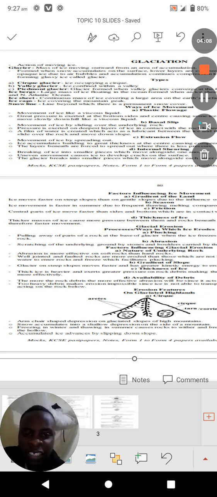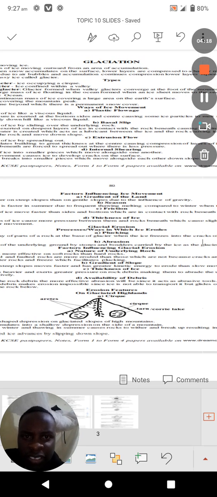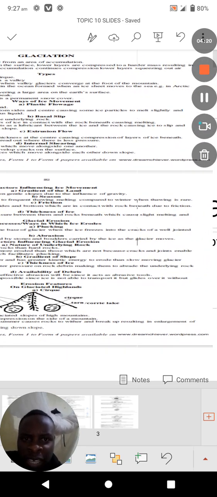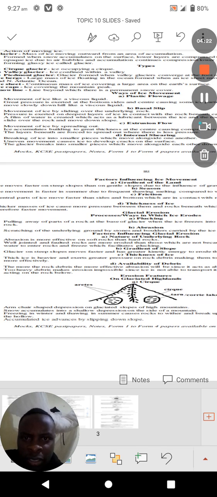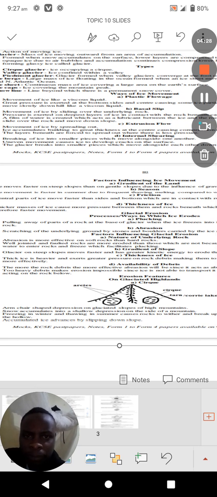Then we have the extrusion flow, the movement of ice by spreading out, whereby ice accumulates to great thickness, causing compression of the layers of ice beneath, which are caused to spread out where there is less pressure.